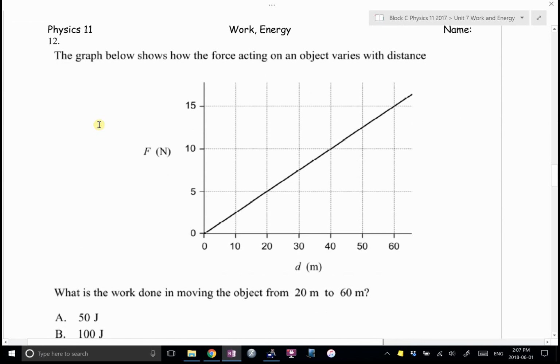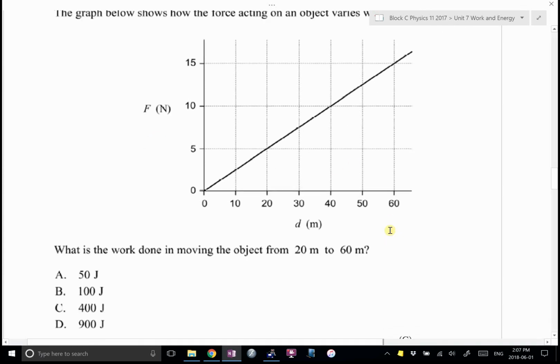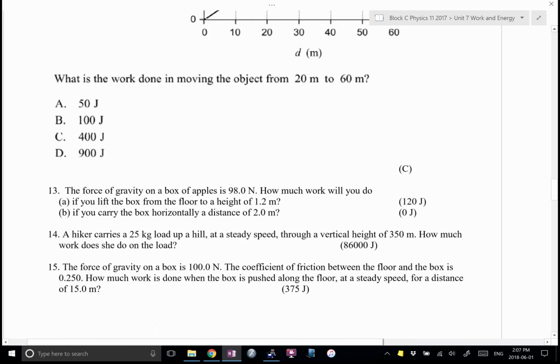A what versus what? I'll bet you the area underneath this graph is the work. So when it says moving from 20 to 60, it's probably that area there, which looks like a trapezoid to me. So that's good.